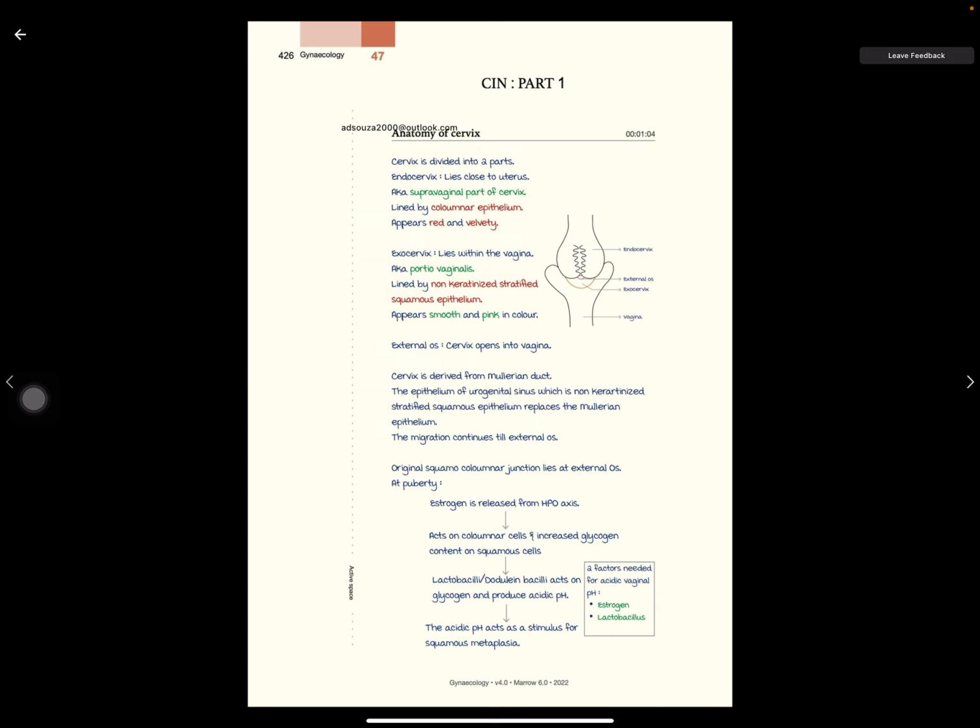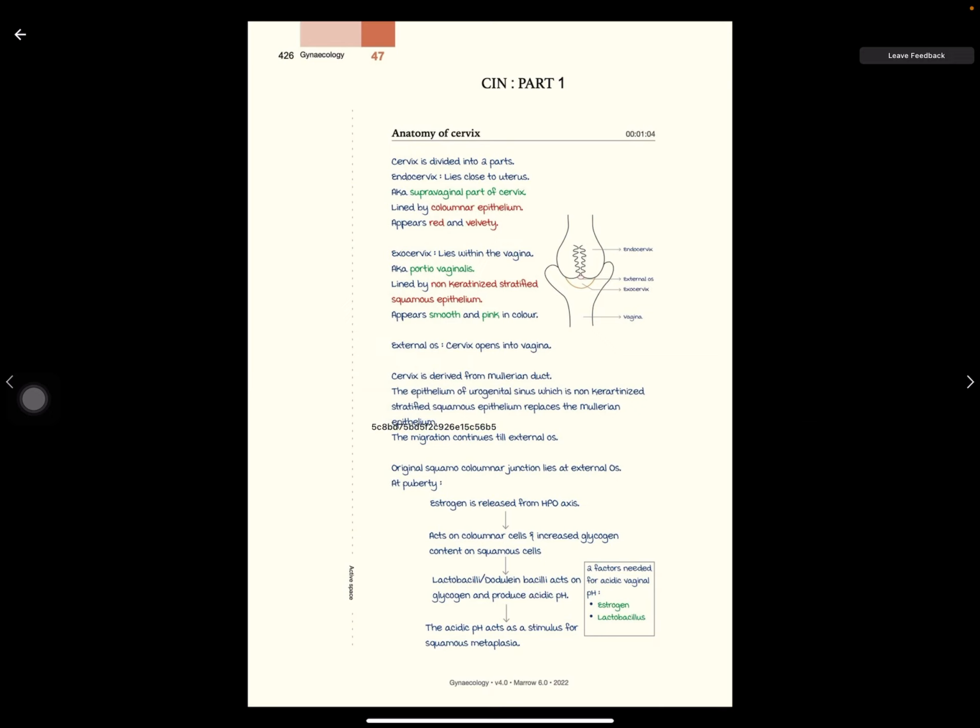It's red and velvety. Then we have the lower part, that is the exocervix. The exocervix lies within the vagina. It's called the portio vaginalis. It is lined by non-keratinized stratified squamous epithelium. It's derived from the urogenital sinus. It's smooth and pink. So what do you call the top one? Red and velvety. What do you call the bottom one? Smooth and pink. This much you should remember.